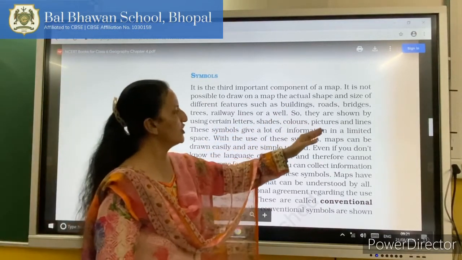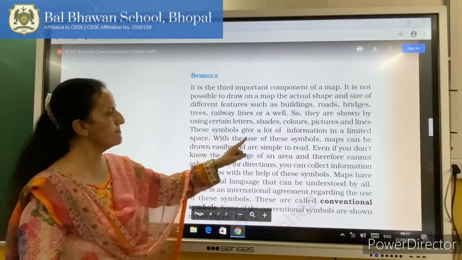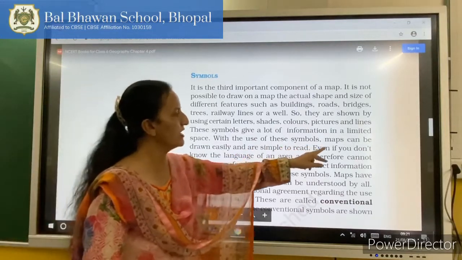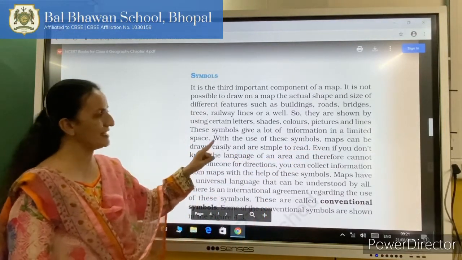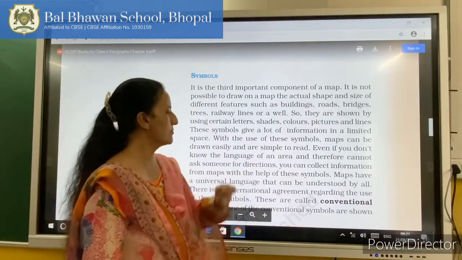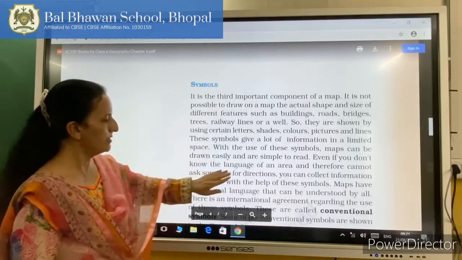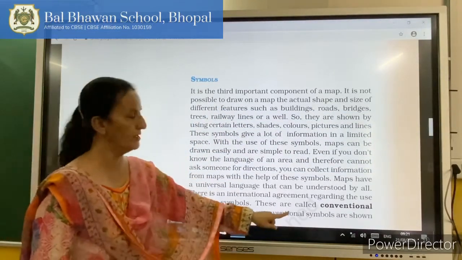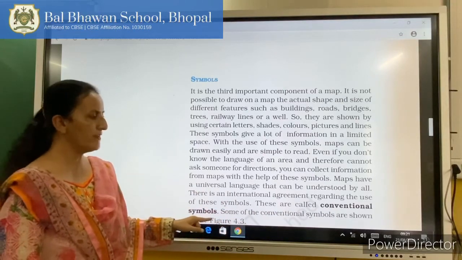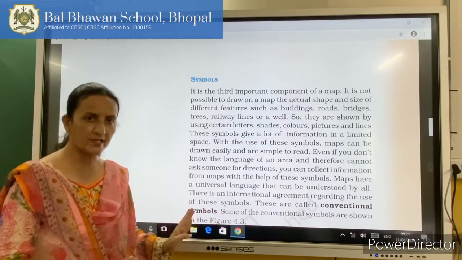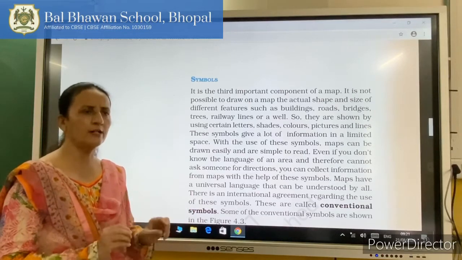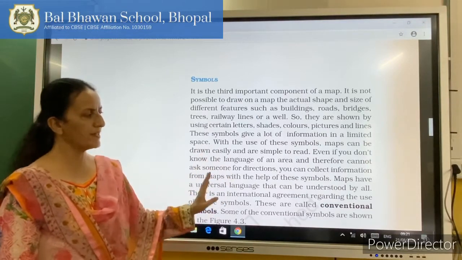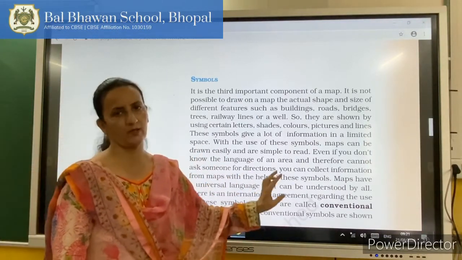And colors and shapes are also decided. These symbols give a lot of information in a limited space. With the use of these symbols, maps can be drawn easily and are very simple to read. There are some symbols which are called conventional symbols because they are universal and different people from any part of the country can easily understand by seeing the symbol what it represents.